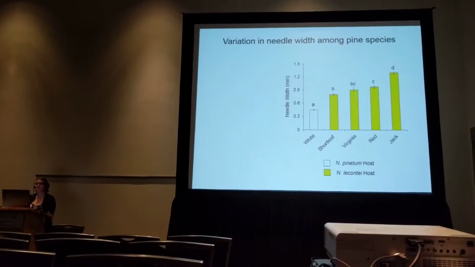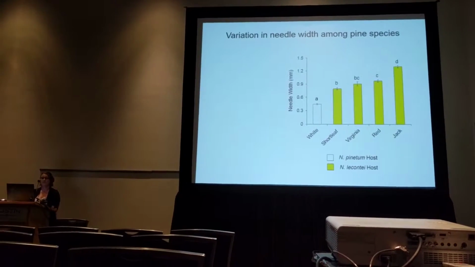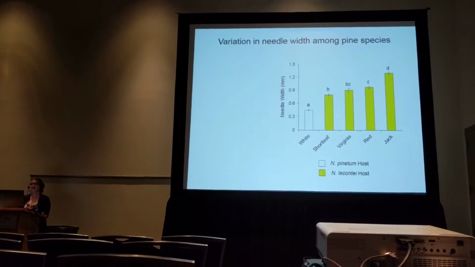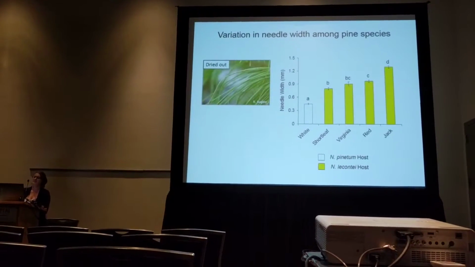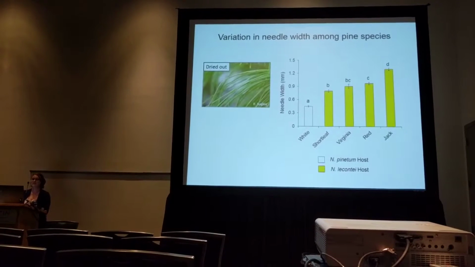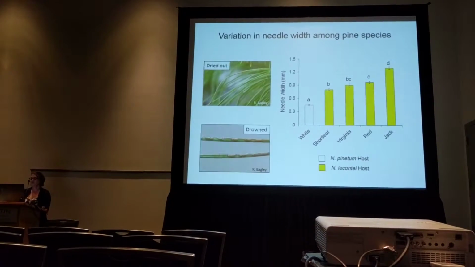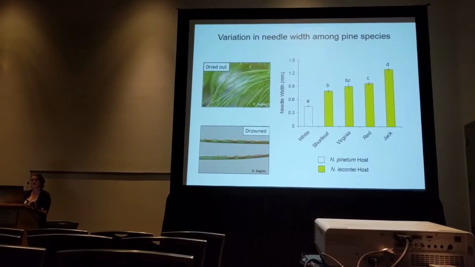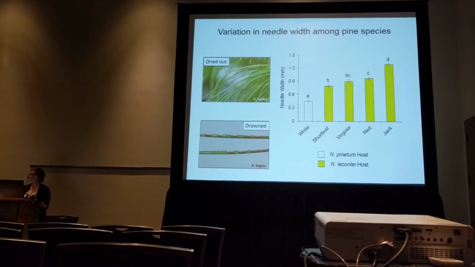And we found that white pine is a much thinner needle than lecontei's host, and that is important because of how they oviposit into that needle. If they cut too deeply, the needle will dry out, causing the eggs to dry out and die. On the other hand, if they don't cut deep enough, their eggs can get inundated with resin and they'll drown.